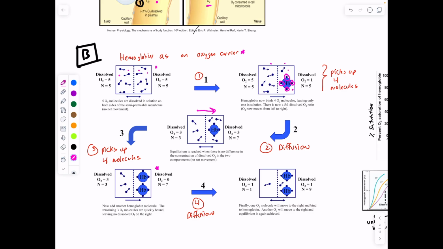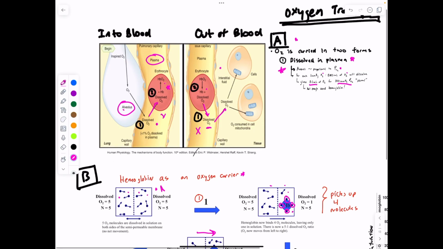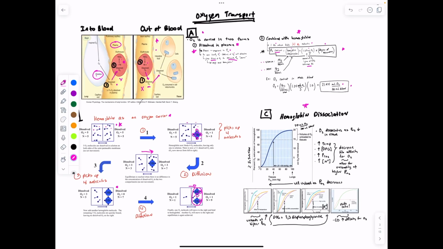Then we have another hemoglobin molecule coming in, picking up even more oxygen, and then you have additional diffusion overall. And so you can see that as a result of hemoglobin, you can get a higher concentration of these oxygen molecules on the side of our vessels in comparison to if you just use dissolving in plasma overall. All right, so then once we're in this situation, we want our hemoglobin to release the oxygen.